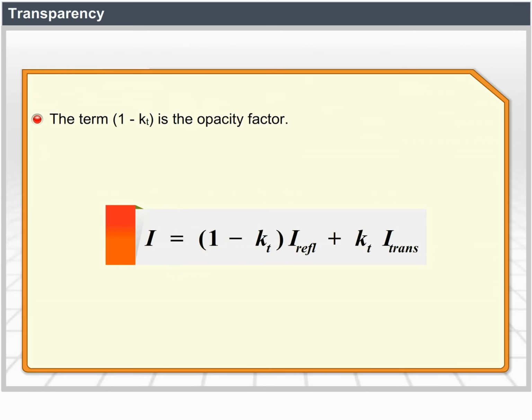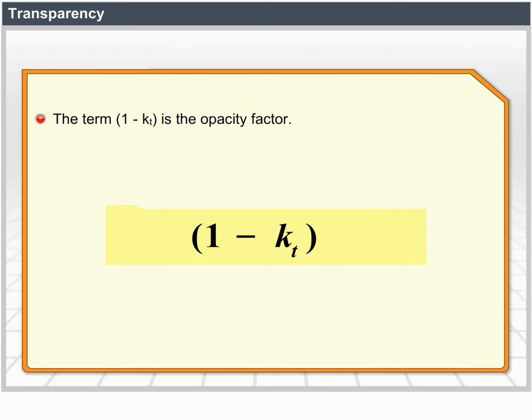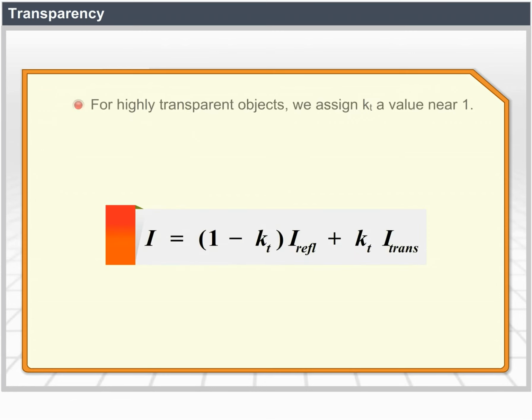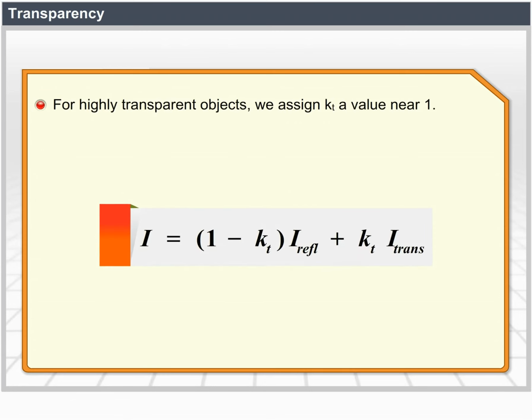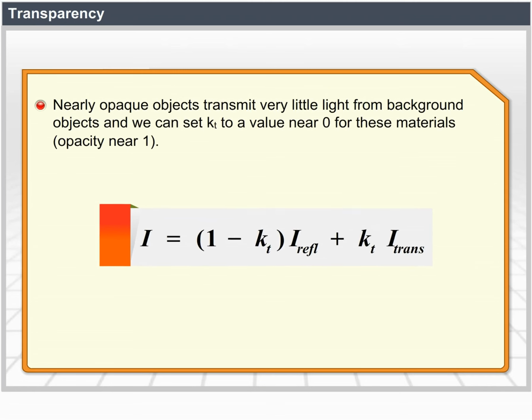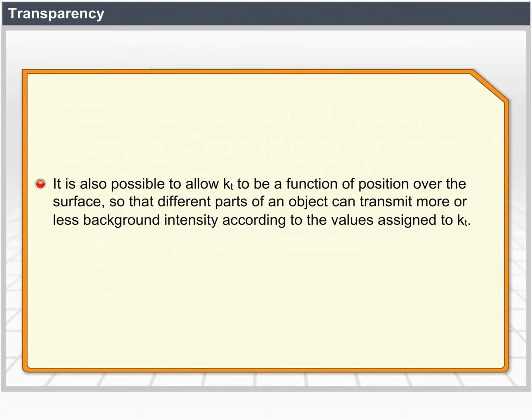For highly transparent objects, we assign Kt a value near 1. Nearly opaque objects transmit very little light from background objects, and we can set Kt to a value near 0 for these materials, opacity near 1. It is also possible to allow Kt to be a function of position over the surface, so that different parts of an object can transmit more or less background intensity according to the values assigned to Kt.